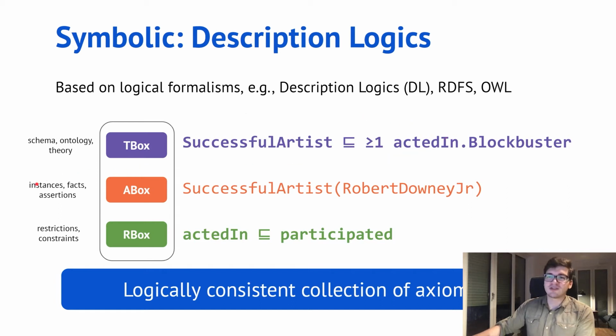Then we have the assertion box, or A-box, with facts, particular instantiations. Something like we asserted that Robert Downey Jr. is a successful artist. That's how we do it. And there is also the R-box, which says something about relations and how they are organized inherently. We can say that acted-in is a subproperty of participated, because you can participate in many more things, whereas acted-in is more about an actor in a movie, but you can participate also in some event or the Olympic Games, for instance.